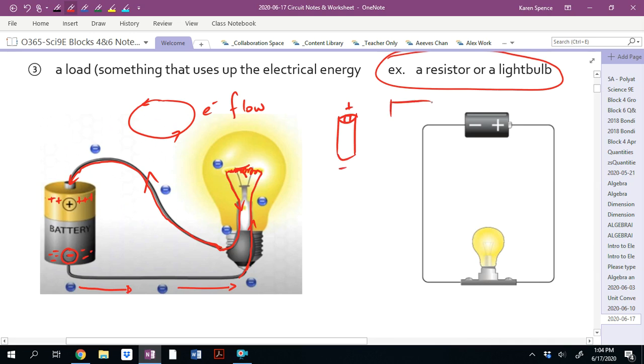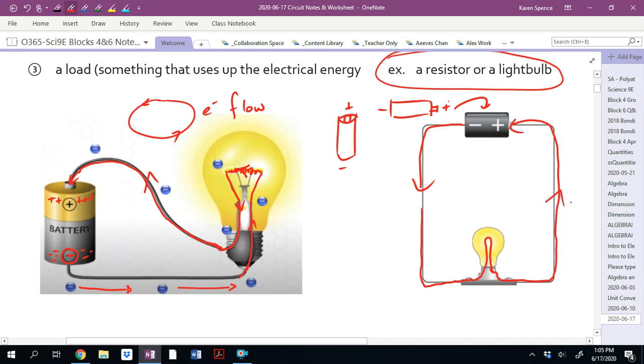Okay, so I now have my positive terminal over here and my negative terminal over there. But all I've done is I've just turned it on its side. Okay, this is exactly the same circuit as before. We've just left out some of the details. So the electrons are going to flow from the negative terminal around this complete simple circuit, up through the light bulb, out through the side of the light bulb, and down and all the way around. Okay?